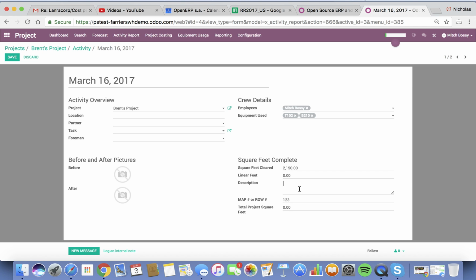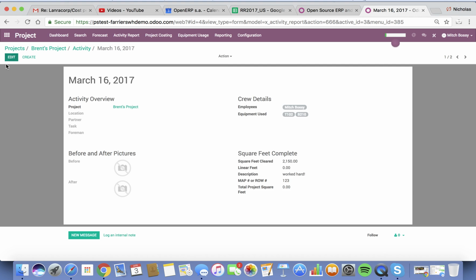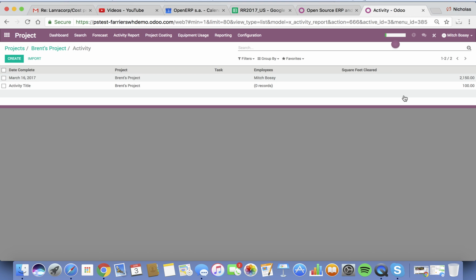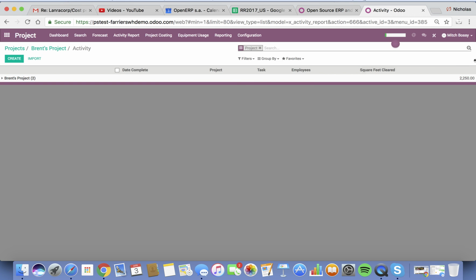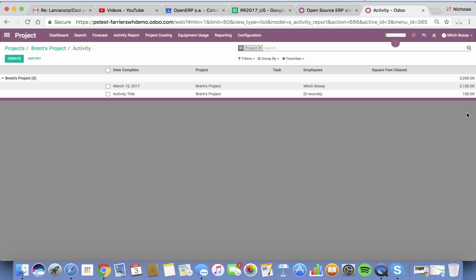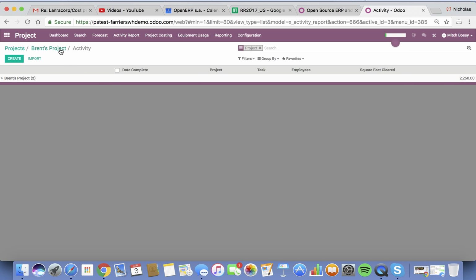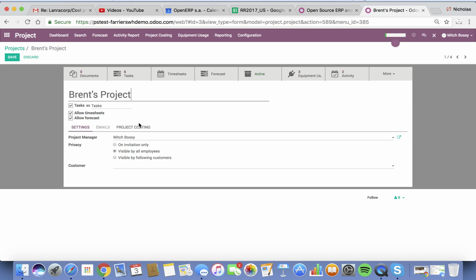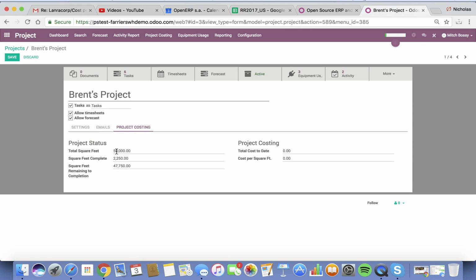So you can leave a quick description, worked hard. Then we save it. Now, this is where the connection has to happen. So we need to note square feet cleared. If we look at all of our activities and maybe we want to group by project, then we can see a general overview here of all the square feet that have been completed. Now, what we need in here, project costing, is the total amount of square feet, which can be manually filled out.